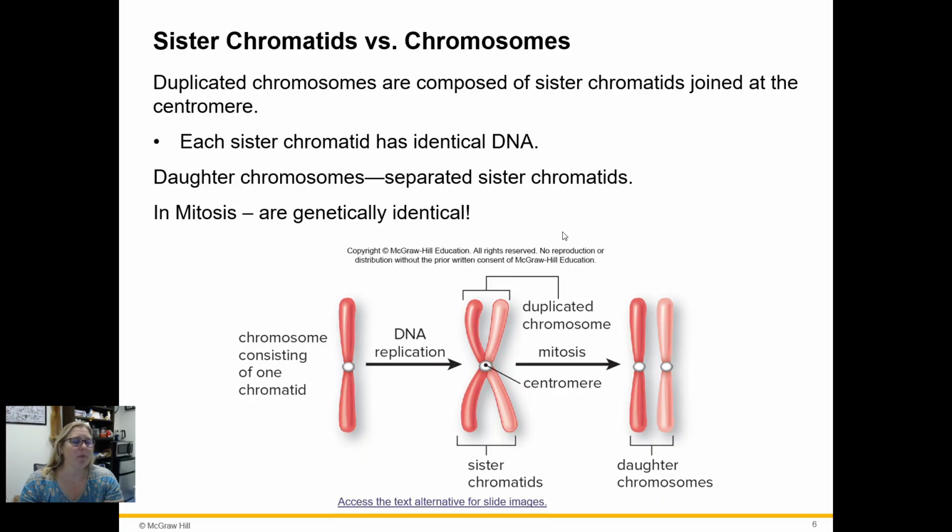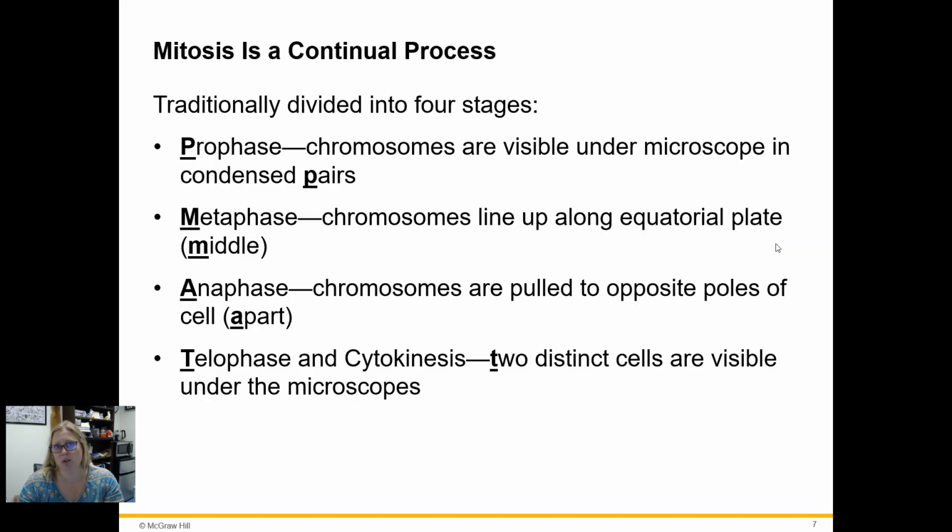Okay? All right. So how do these chromosomes get separated? How do these duplicated chromosomes get pulled apart properly into new nuclei? Well, this is where mitosis occurs. Mitosis is divided into 4 stages, but these 4 stages roll into one another, and it is pretty continual. Prophase, metaphase, anaphase, and telophase are all part of mitosis. We call that PMAT.